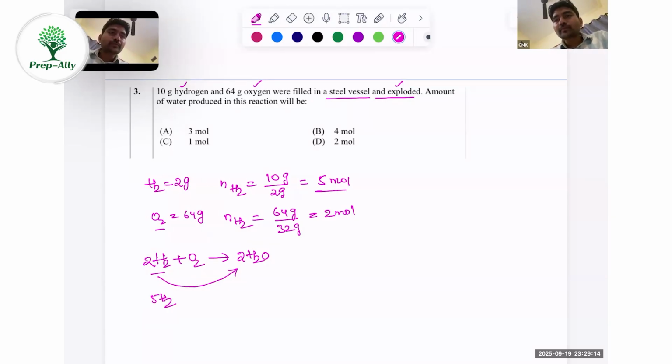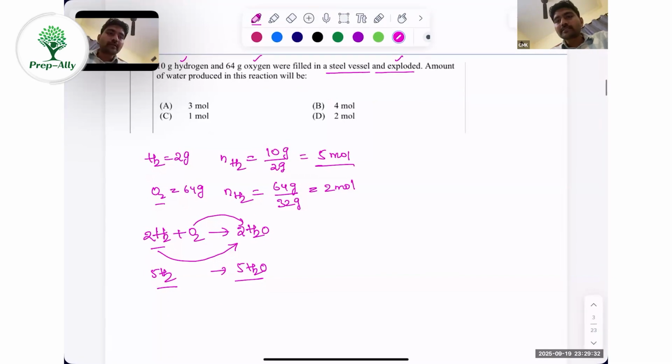5H2, since 5 moles of H2 is there, we will get 5 moles of water. 5H2 gives 5 moles of water. Oxygen, if you take it, 1 mole of oxygen is giving 2 moles of water. Now oxygen is 2 moles. Here I got 2 moles. So 2 moles of oxygen will give how many moles? Just double it. So 4H2O. Since 1 mole is giving 2 moles, 2 moles will give 4 moles.